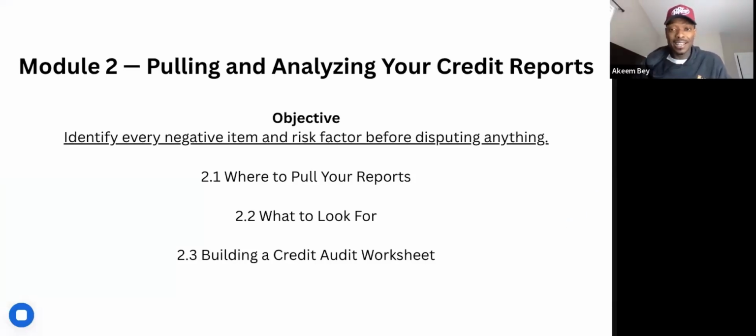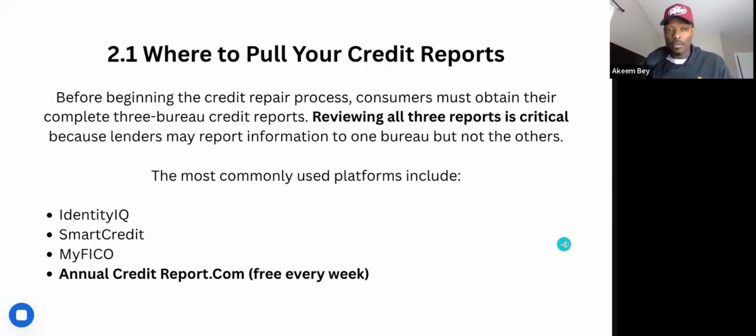This is about pulling and analyzing your credit reports. So, the objectives that we're going to go over is identifying every negative item and risk factor before disputing anything. So, we're going to go over where to pull your reports, what to look for, and building a credit audit worksheet. So, where to pull your credit reports?